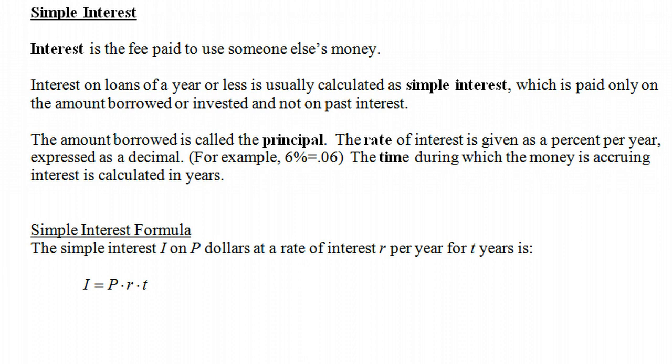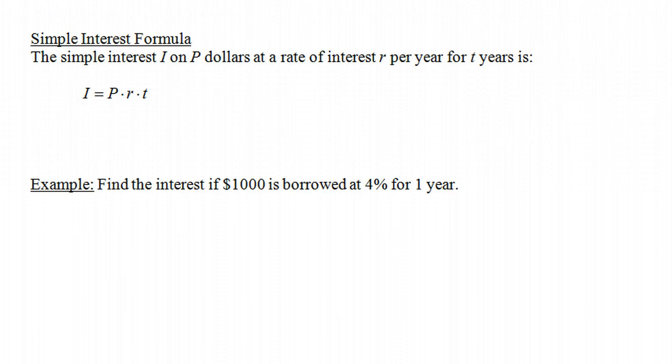And we have the simple interest formula. It says the simple interest I on P dollars at a rate of interest R per year for T years is given by this formula. I equals P times R times T. Okay, I equals PRT. So let's do a very simple example.